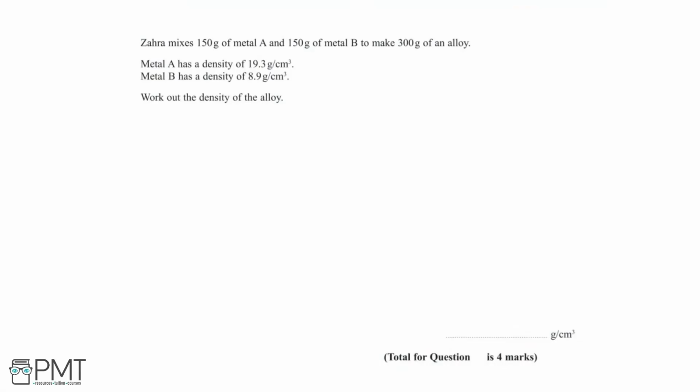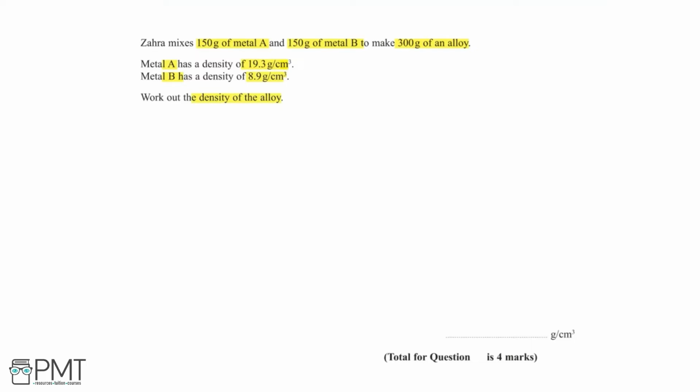In this question, we're told that Zara mixes 150 grams of metal A and 150 grams of metal B to make 300 grams of an alloy. Metal A has a density of 19.3 grams per centimeter cubed. Metal B has a density of 8.9 grams per centimeter cubed. We need to work out the density of the alloy.